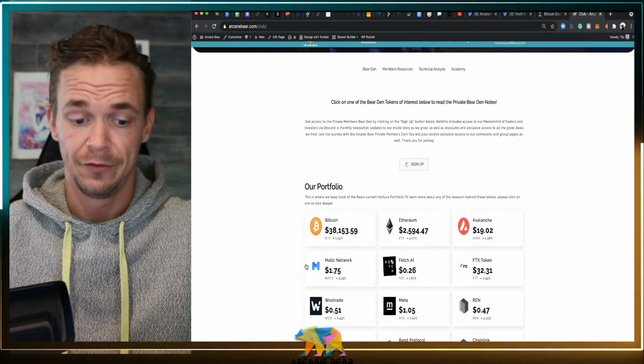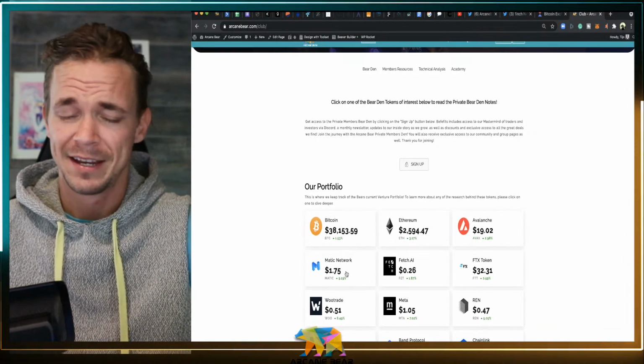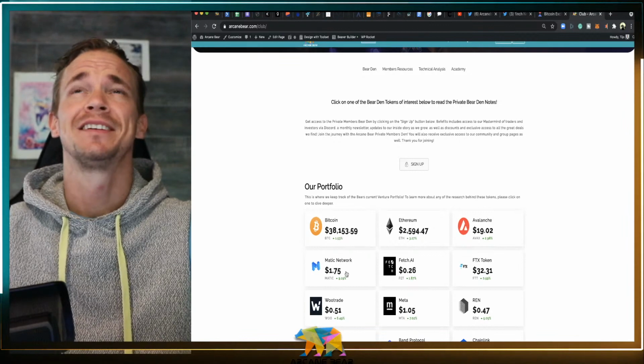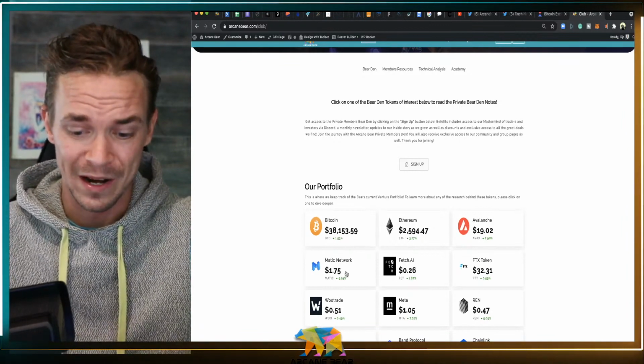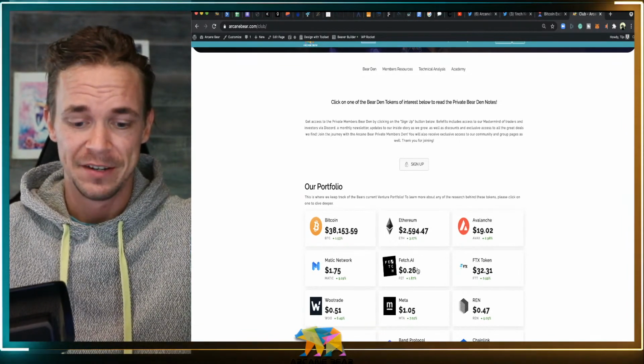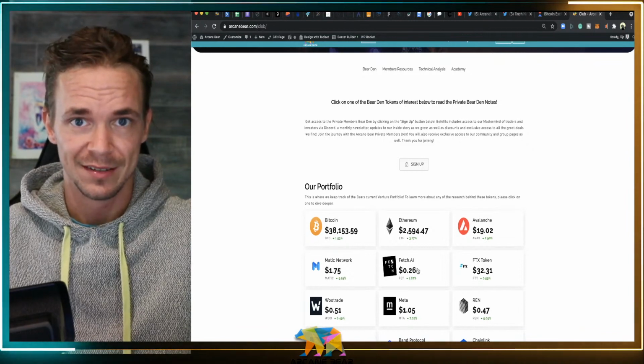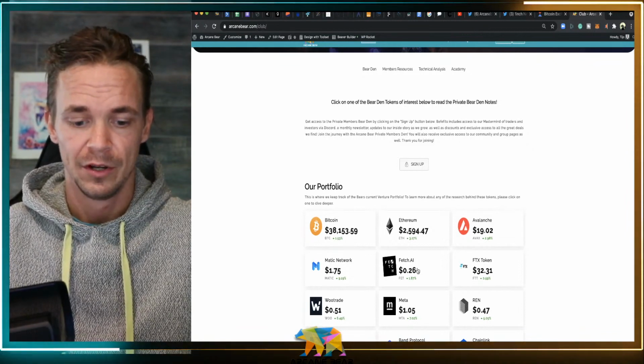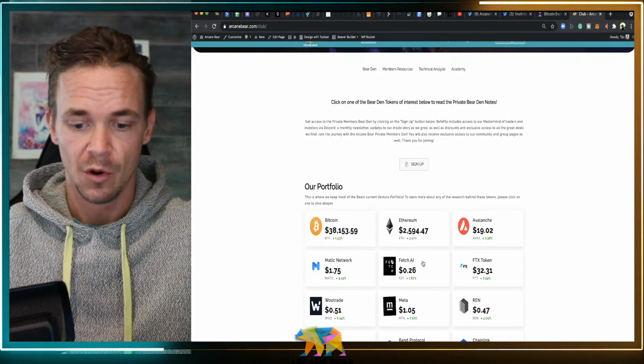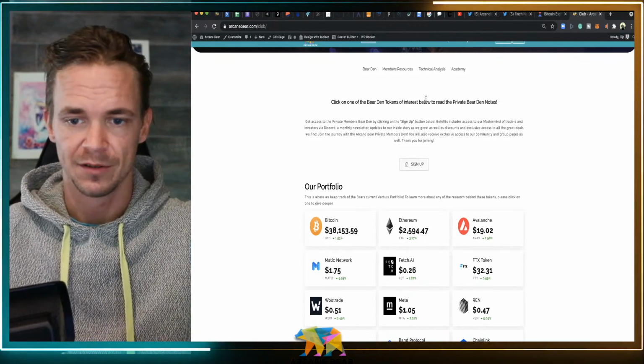Avalanche was one of those. Fetch, Matic were one of those. Again, getting Matic at pennies is just amazing now. It blows my mind how right we had that. Same with Fetch, down at a penny, now at 26 cents, is astronomically powerful trades and investments when you know how something like 100 Baggers works.